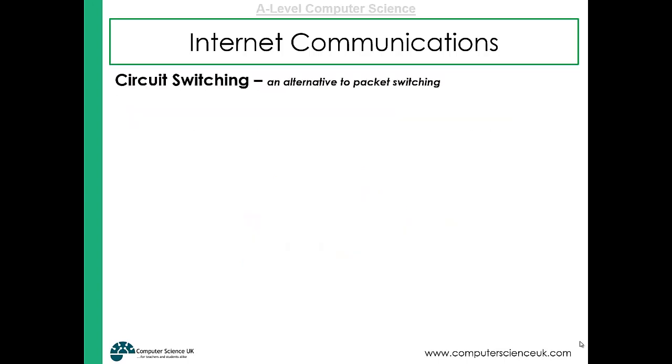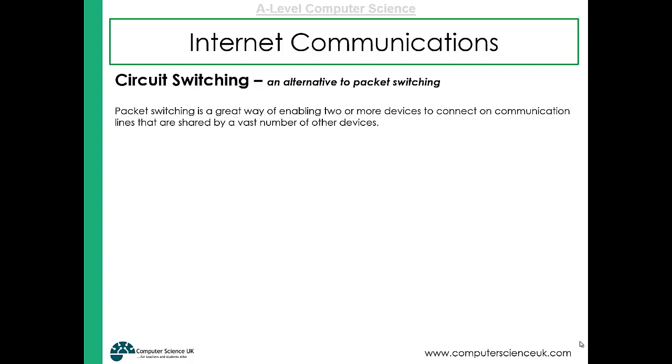So that's packet switching, where you have a file that is split up into data packets and sent across available pathways. And it's really, really efficient. But there is another method called circuit switching. It's an alternative to packet switching. And it has some benefits, but it also has a few drawbacks. So let's have a look at circuit switching.